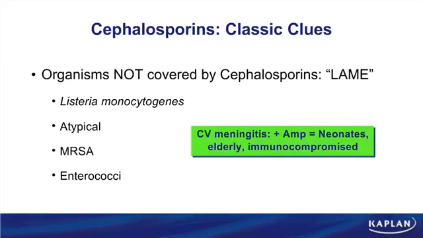So what drug do you add to the regimen to ensure that you have coverage for listeria? You add ampicillin in the case of neonatal meningitis, meningitis in the elderly, or in immunocompromised populations. Of course, your choice of cephalosporin would include the AXE drugs, ceftriaxone or cefotaxime. And we've just covered that if it's a neonate, you don't want to go with ceftriaxone, go with cefotaxime.